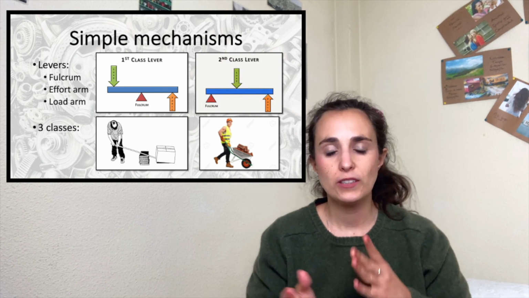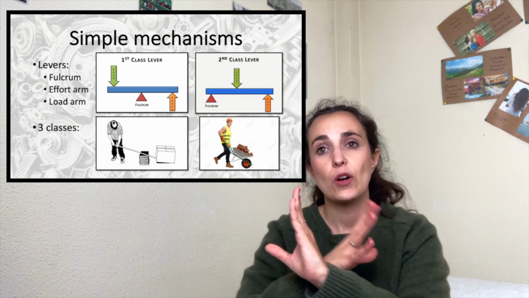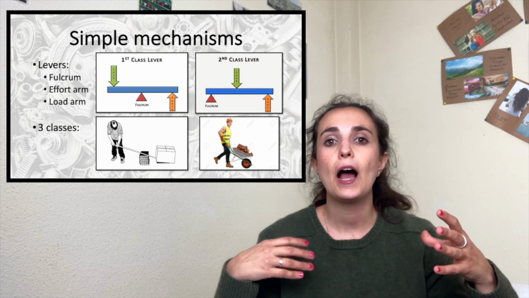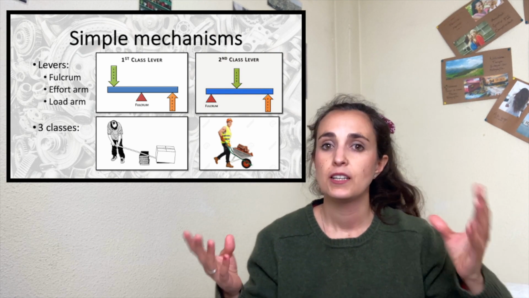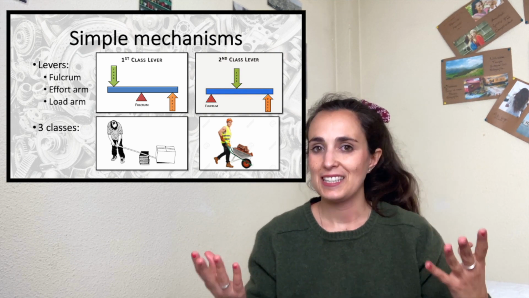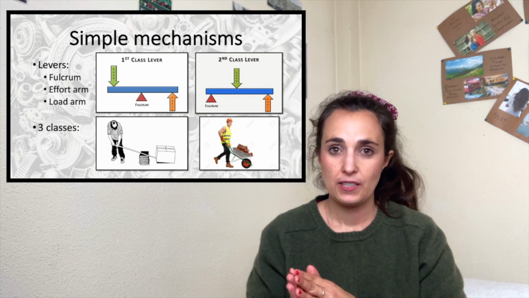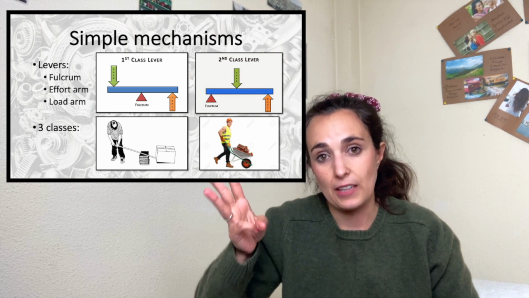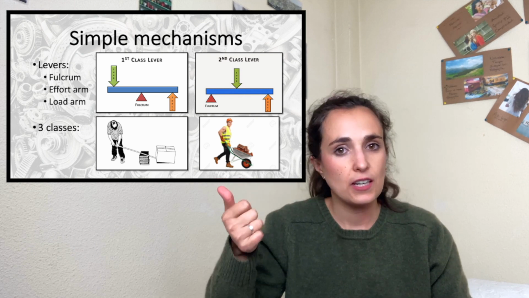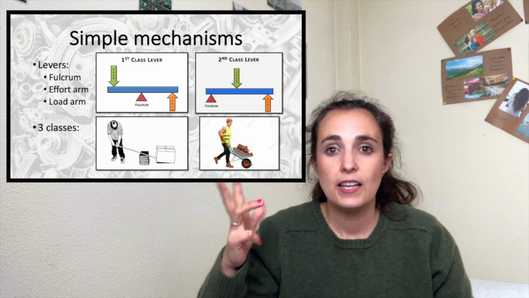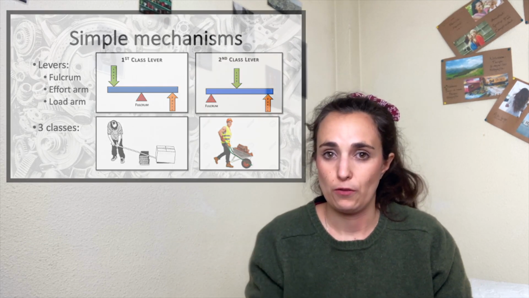But depending on the combination of the location of the fulcrum and the effort and load arms, there are different classes, different types of levers. Actually, there are three main types of levers: first class, second class, and third class. Let's see an example of each one of them.